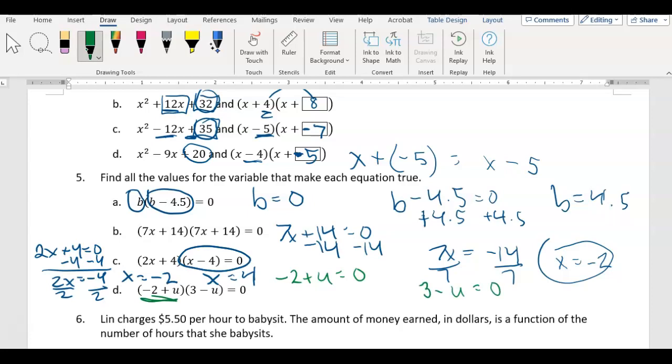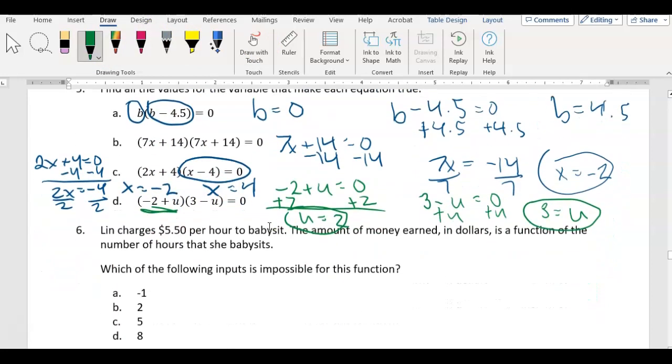So for this first one, because I have a negative 2, I'm going to add 2 to both sides, and I'll get u equals 2. I can check that. Negative 2 plus 2 is 0. That works. Now here, I can subtract 3 and then I'll have negative u equals negative 3, and then I can divide by a negative. Or I can very simply add u to both sides instead, and I'll get 3 equals u, and we can test that out because 3 minus 3 equals 0, so we know that that is true. Again, these quadratics are often going to have two possible answers.